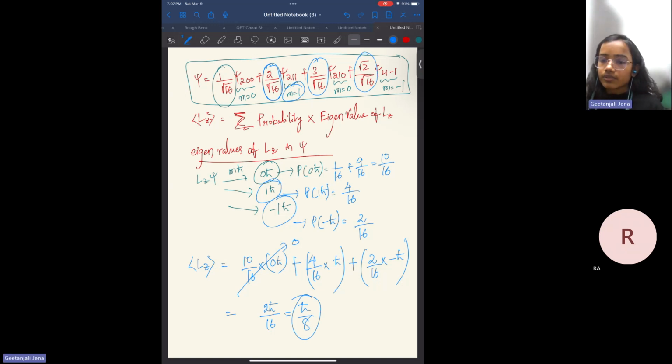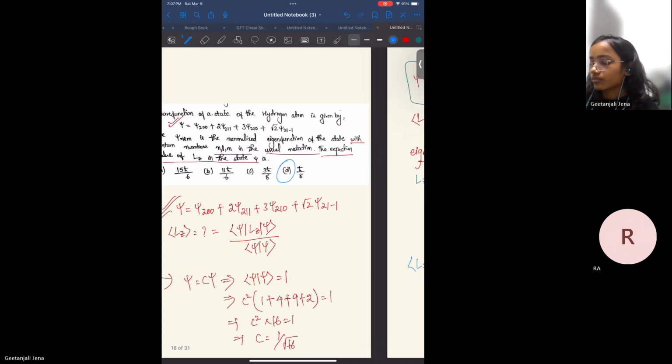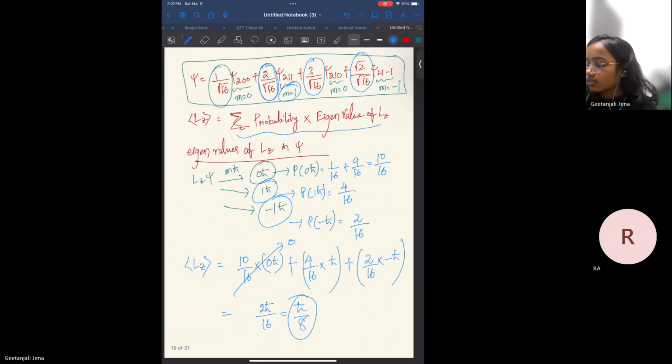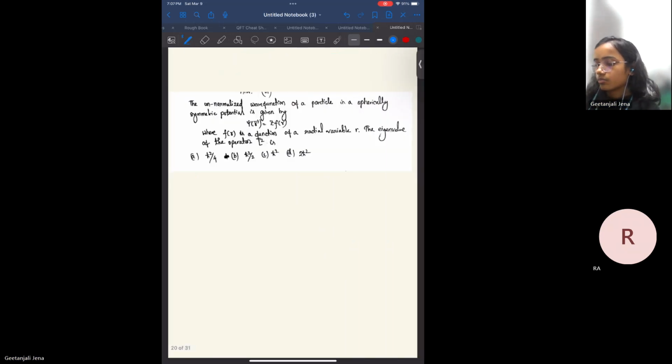So when you are given a state, first try to normalize it, and after normalization, you can directly write the expectation value as a summation of probability times eigenvalue. And the probability you can get from the coefficient. For the eigenvalue, you have to see the quantum number. So the answer will be this one, which is ħ by 8. So I think this problem is clear to you. Let me see the next problem.